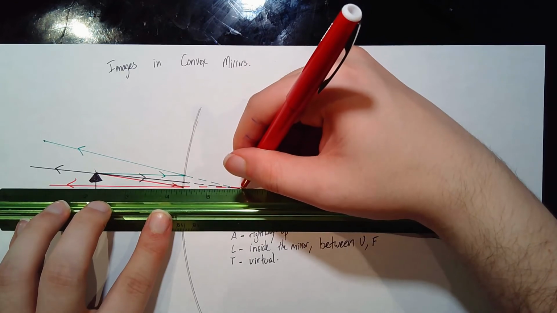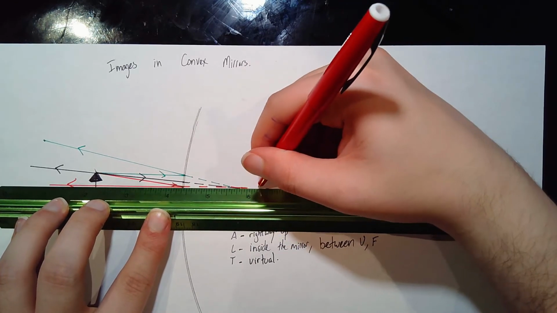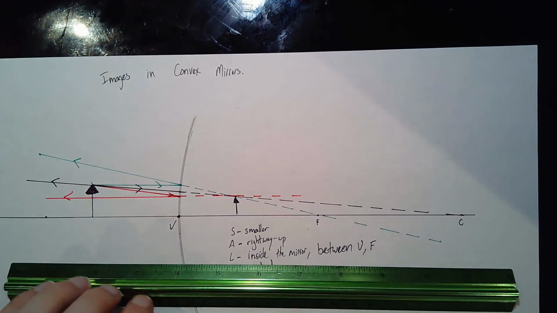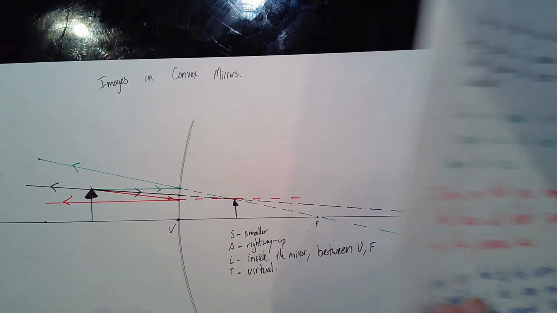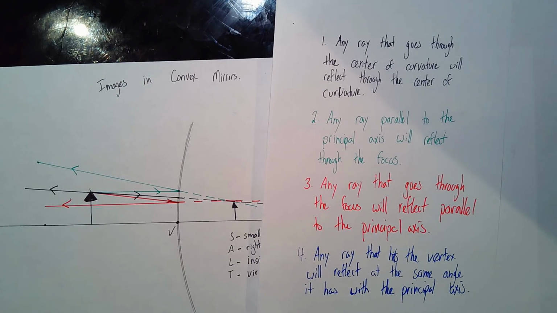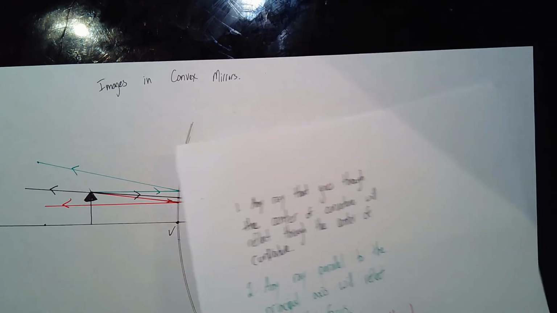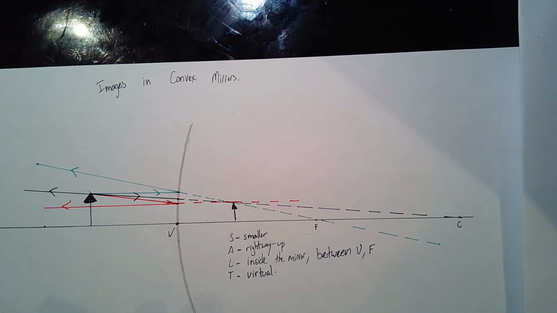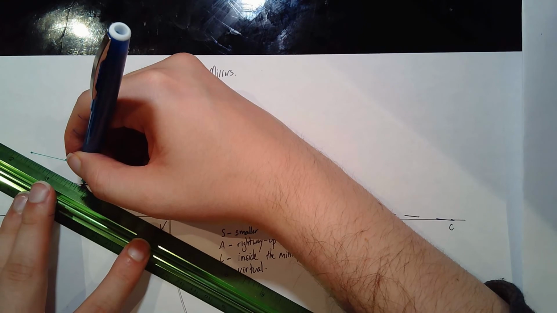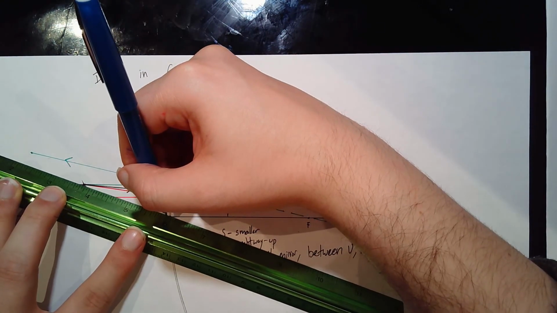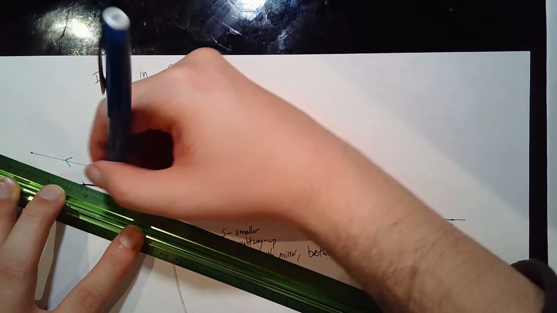And we can see again, thankfully, science works. And it's intersecting in the same place, right? Because again, you could have chosen any two of the rules and got the correct answer. And then for number 4, any ray that hits the vertex will reflect at the same angle that it had with the principal axis. And so this one never changes, right? This rule number 4 requires no modification whatsoever.